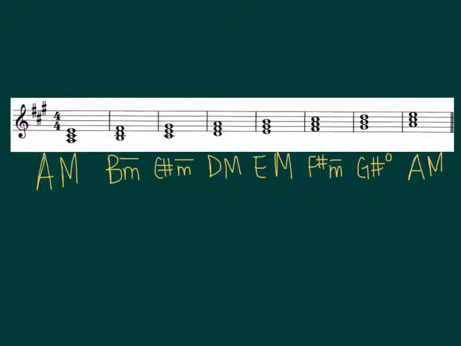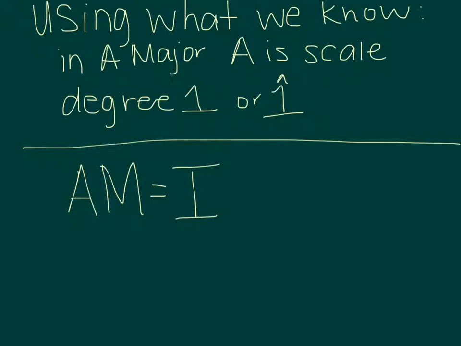Next, we're going to take these names and what we've learned with scale degrees and turn them into numerical chord names. Using what we know from the last lesson, we know that in A major, A is scale degree 1. Using this idea, now, an A major chord is going to be known as the 1 chord. And to write that, you're going to use a capital 1 in Roman numerals.